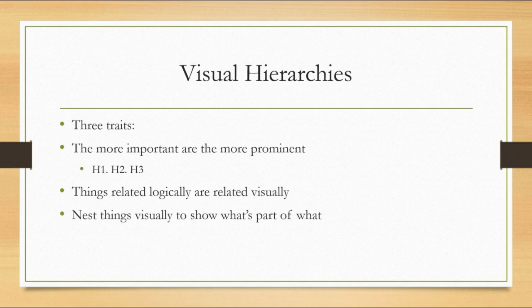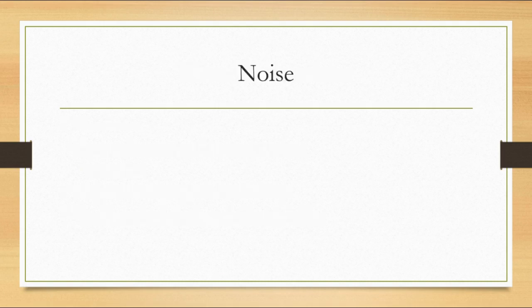Nest things visually to show what's part of what. Amazon does a good job of this. They start at high levels from whatever it is you're looking for, books or movies, down to the genre to see what it is you want. So nest things visually. All right.